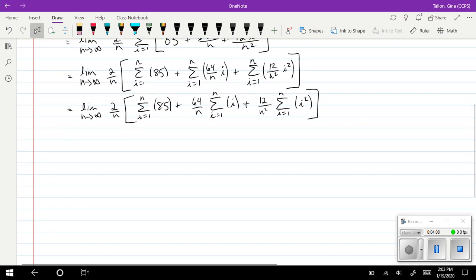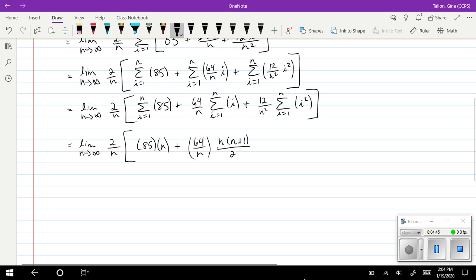And you can see my formulas are right in your face there for the last 2. Okay, continuing along here, what do we have? We're still looking at the limit as n approaches infinity of 2 divided by n, open bracket. Now this formula here just says the summation as i goes from 1 to n of any constant is that constant, 85, multiplied by n. So that was my formula. I just executed that formula. I'm going to copy this 64 over n here, and now I have a formula for the summation as i goes from 1 to n of i. And that formula is simply multiplying by n times n plus 1, all divided by 2. You can review your formulas, but that definitely is the formula for that.